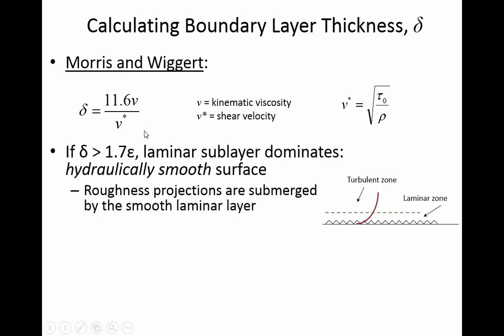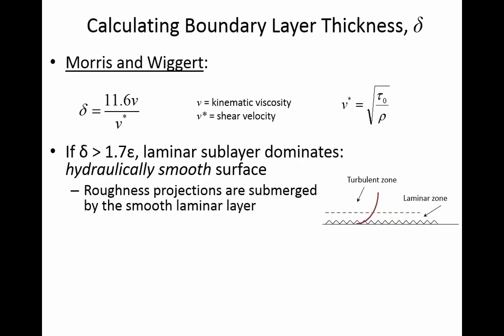Now, if you have calculated that boundary layer thickness, and it's more than 1.7 times the height of the roughness elements, then we assume that the laminar layer is so thick that it's completely submerging these roughness elements. This is called a hydraulically smooth surface. In a way, the flow above this isn't even seeing those roughness elements because they're submerged in this layer that's laminar.